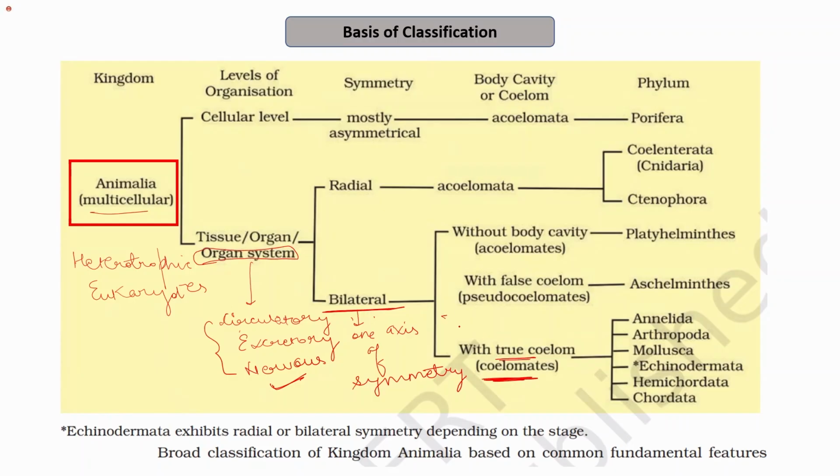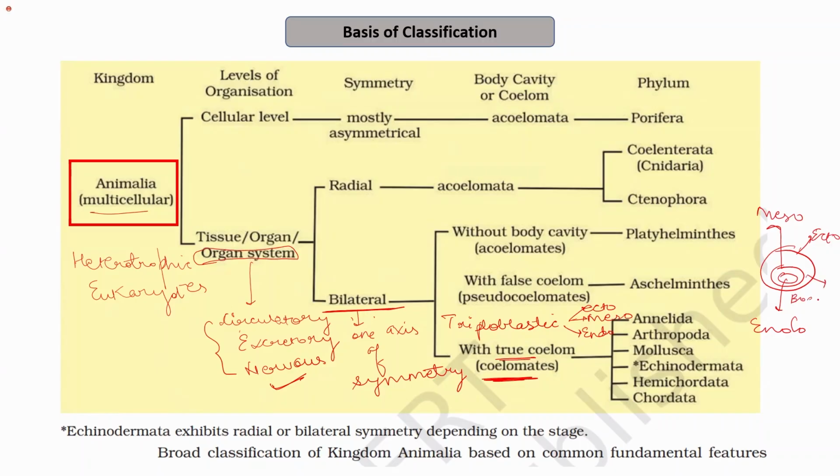So they are triploblastic. We know what triploblastic is, that is, those which have ectoderm, mesoderm, as well as endoderm as their germinal layers. So they have an ectoderm, they have a mesoderm, and they have an endoderm. This is endo, this is meso, and this is ecto. And they have a true coelom, that is, a true body cavity which is made up of mesoderm.